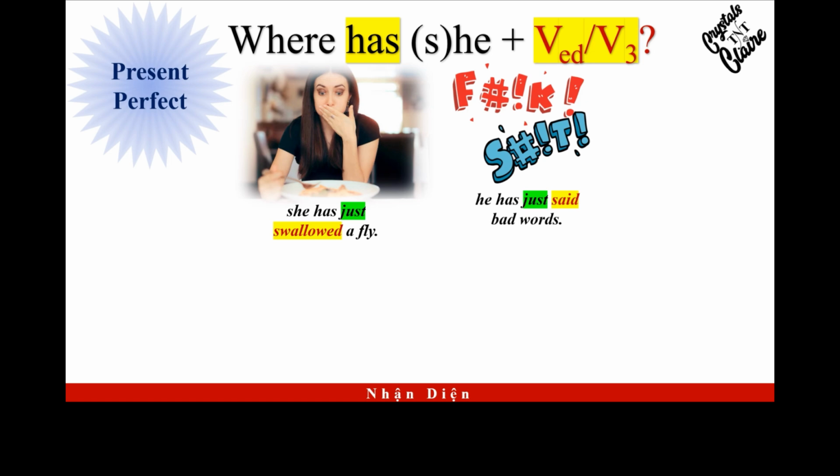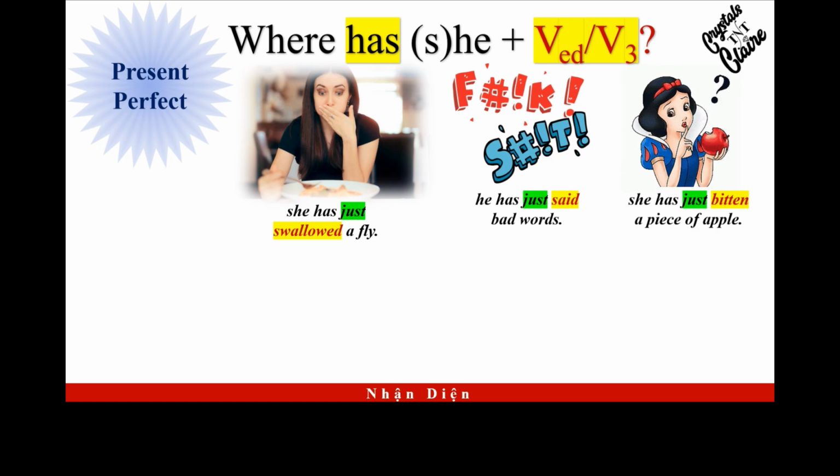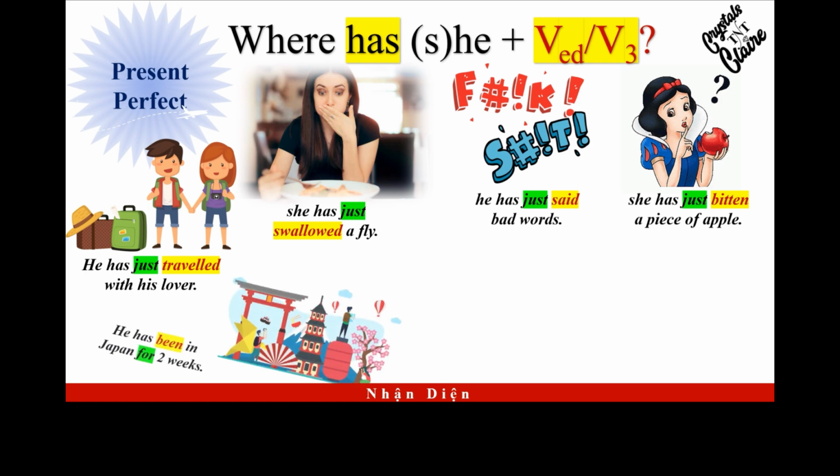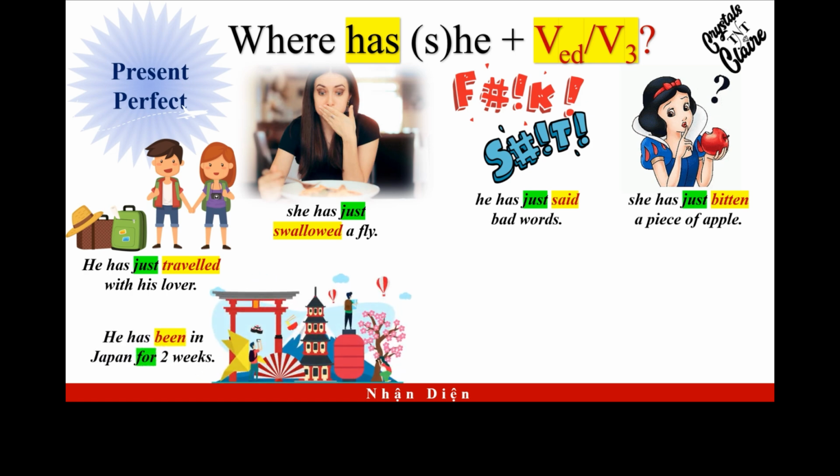What has he just said? He has just said bad words. What has she just bitten? She has just bitten a piece of apple. And who, okay, with his lover. Who has he just traveled with? He has just traveled with his lover.